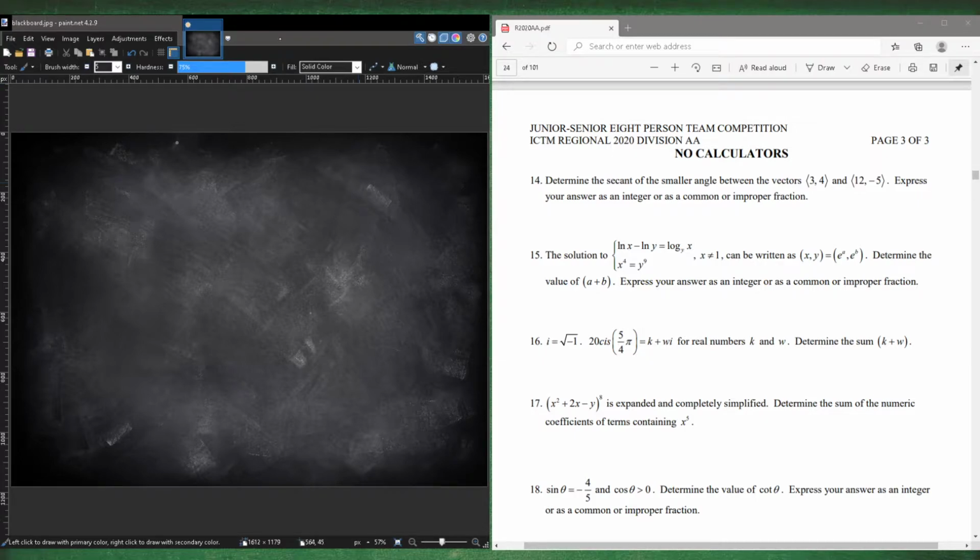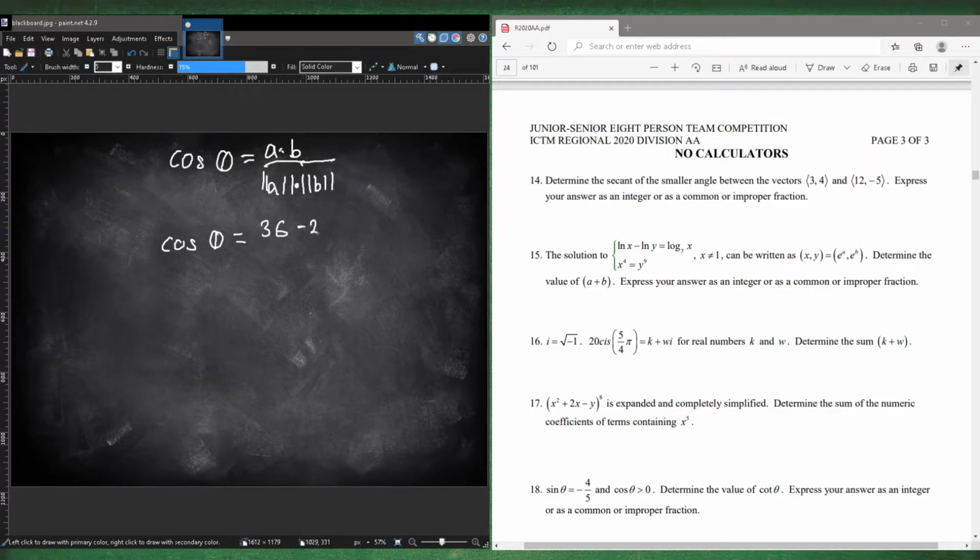So we could just use a property of the dot product such that cosine of theta is equal to the dot product of two vectors a and b divided by the magnitude of a times the magnitude of b. So basically, we have cosine of theta equal to the dot product of a and b. So the dot product of <3, 4> and <12, -5>: 3 times 12 is 36, and 4 times -5 is -20.